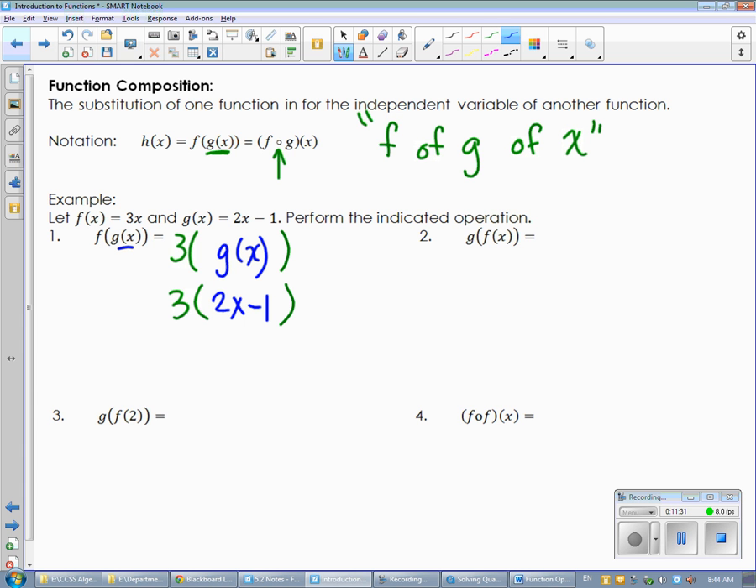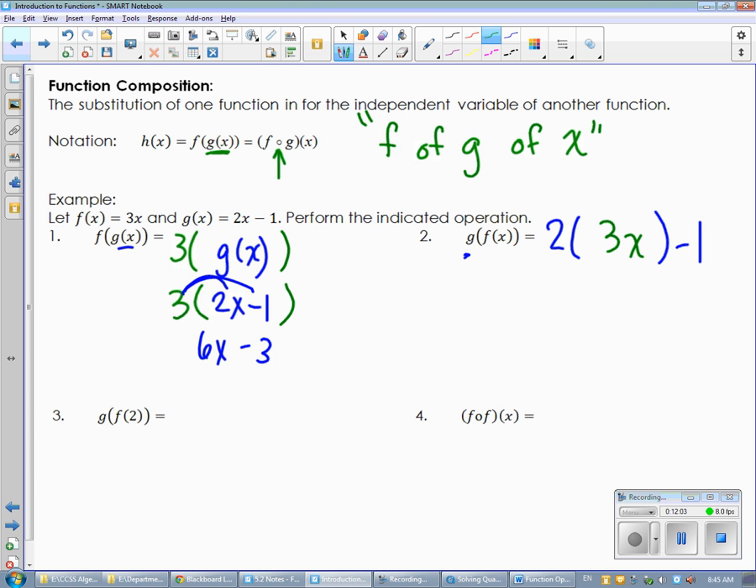Okay, and so now I can simplify. 3 times 2x is going to be 6x, and 3 times negative 1 is negative 3. And so that's what my new function is going to be. I don't always have to start with f, though. If we look at example 2, we've got g of f of x. That means that I'm starting with my function g of x. And so what I'm going to do is write out my function g of x, which is 2 times something minus 1. But I'm replacing that input with my function f of x, and my function f of x is 3x.